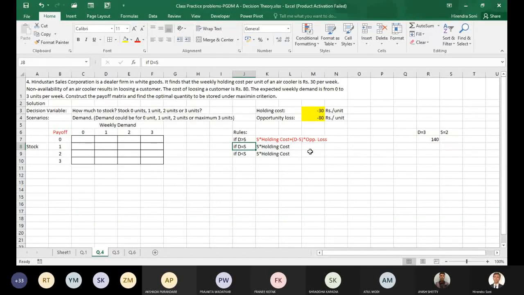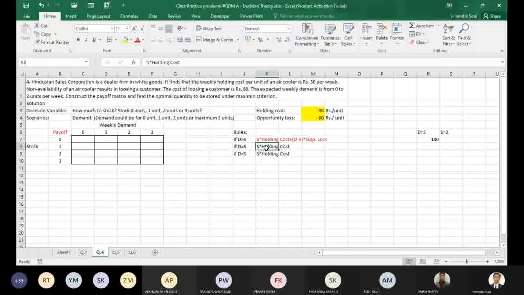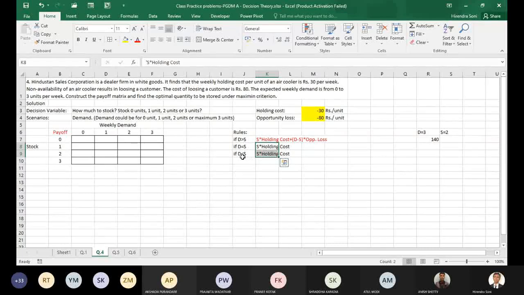Okay. Whenever there is a stock which is equal to the demand or greater than the demand, that time your cost would be only just of holding the stock. That means there is no opportunity loss. So your cost for demand equal to supply and demand less than supply would be only just of holding the stock.